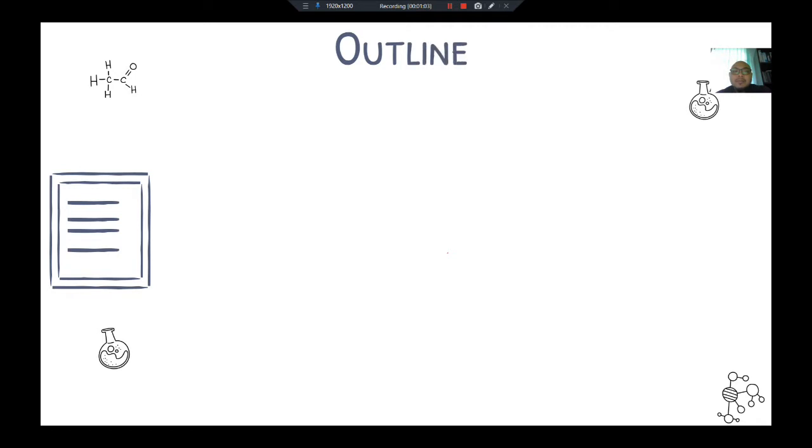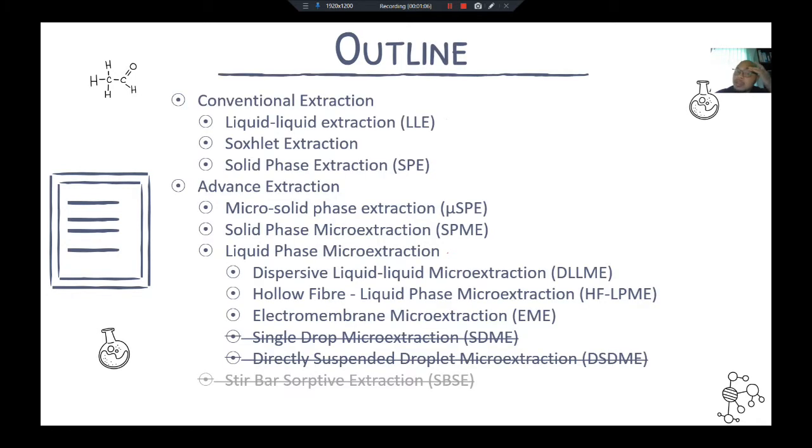Okay, so we have learned a lot actually. We have learned on the conventional extraction methods, which are liquid extraction, solid extraction, and also solid phase extraction. So we already done on that part. In this particular part we will focus on the advanced extraction methods. Under advanced extraction, actually there are a lot of kinds of methods, but I don't think that we can cover all. Right now in this topic we will cover the micro solid phase extraction method.